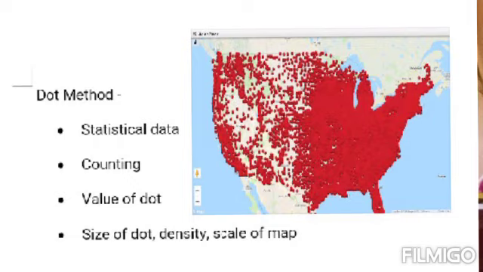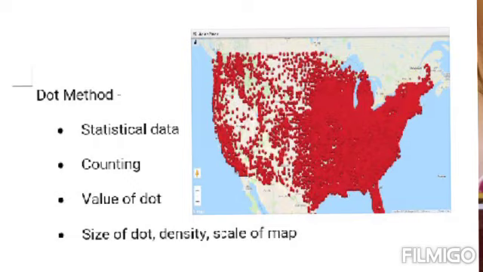Now to use the dot method to show the distribution of a variable, first thing we will require is statistical data. Now how are we going to collect this statistical data? There is one way, that is called counting. You have to visit that region and count, for example, population, cattle. So counting is the process through which we can collect the statistical data for the dot method. Now suppose you have collected the statistical data.